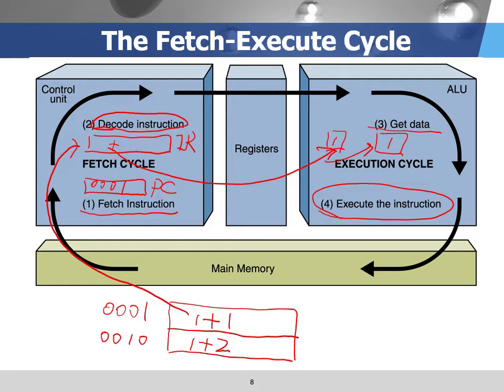It will automatically update the PC register by changing the address from 0001 to 0010, which is the address of the next location. And then it will fetch the instruction, which is 1 plus 2. And then it will decode the instruction, and then it will load the data to the general purpose registers, which is 1 and 2. And the IR now is also addition.